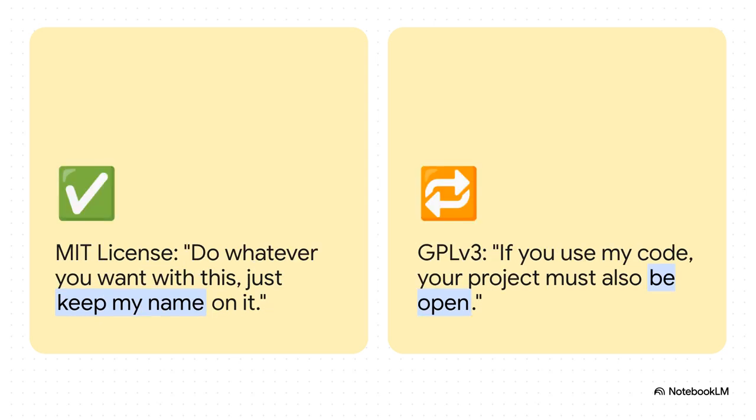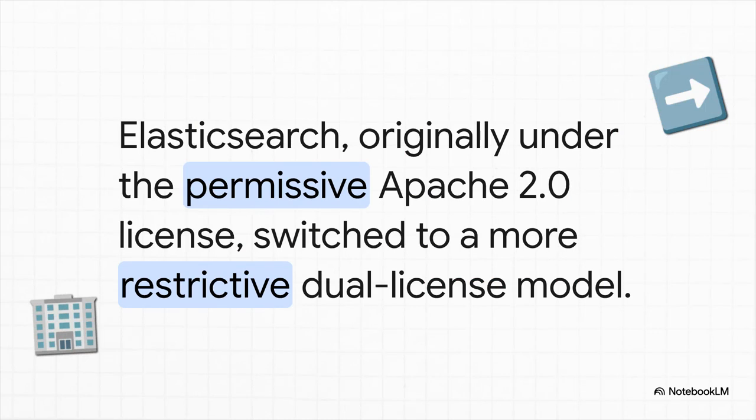Let's boil that down even more. The MIT license's motto is essentially, hey, do whatever you want with this, I don't care, just keep my name on it somewhere. But the GPL v3 says something very different. If you use my code, your project must also be open source, which forces that spirit of openness to spread. Now, you might be thinking this is all just boring legal theory. But trust me, these choices have huge, real-world consequences.